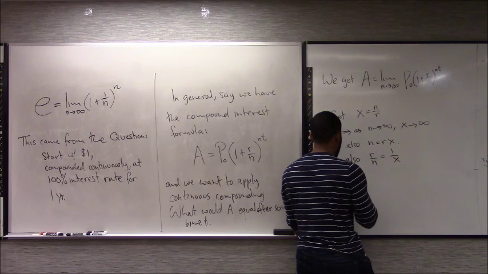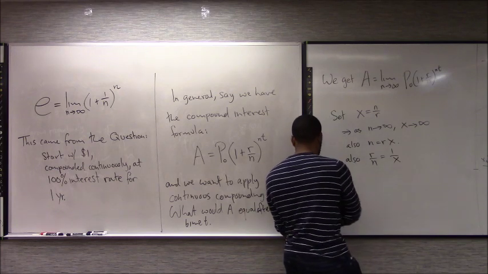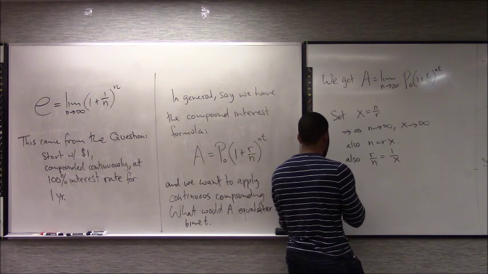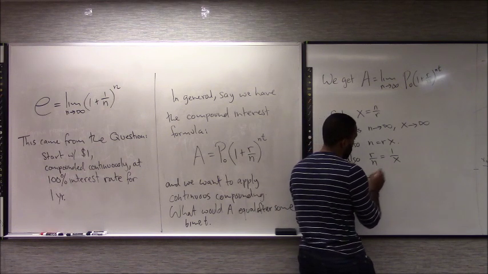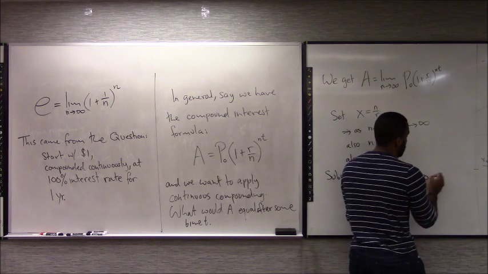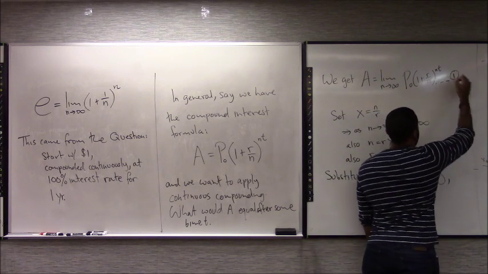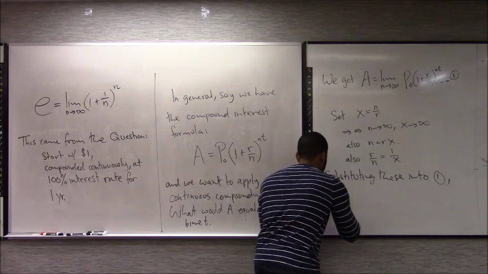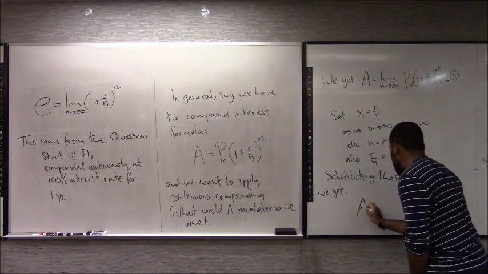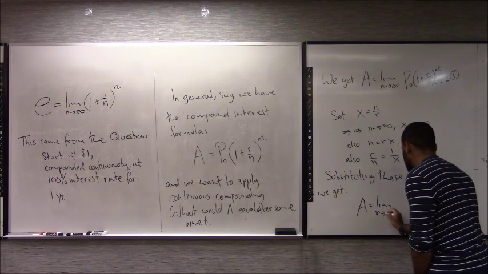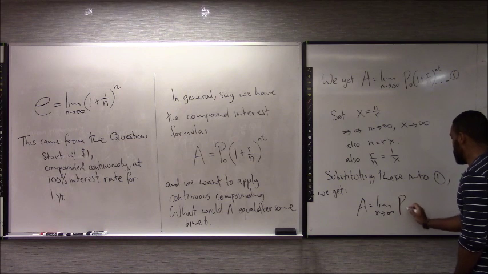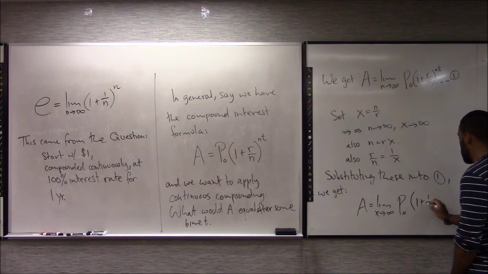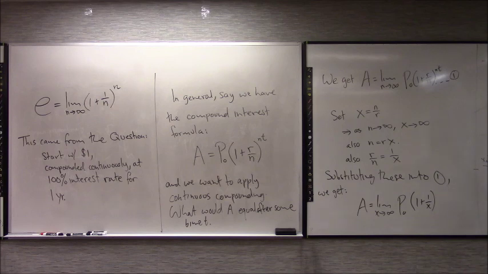Applying these, substituting these into 1, let's call that 1, we get your A would be equal to the limit as x approaches infinity of P times (1 plus 1 over x) to the x times r times t, because your n is x times r.